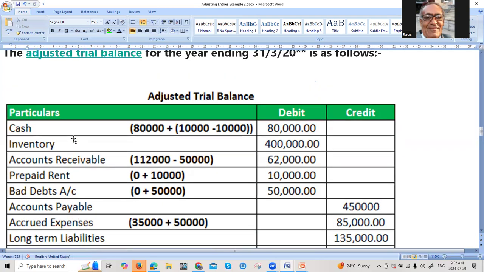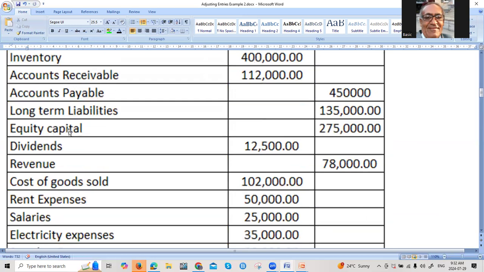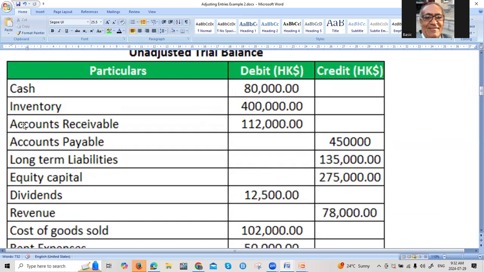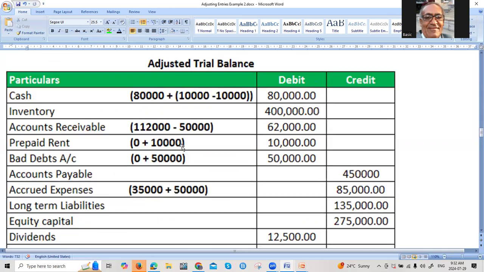Also, let's go and see account receivable. Account receivable 112,000. Adjustments happened on the account receivable like we did before. Prepaid rent also had an adjustment. Bad debts we created, and prepaid rent was created because it was not there. We did these two rows.